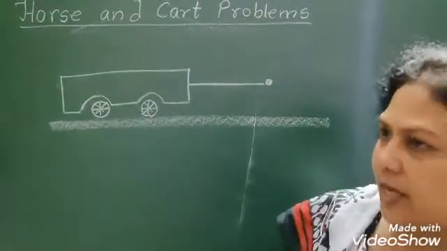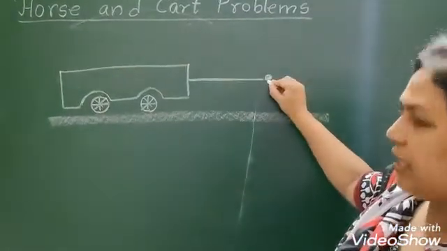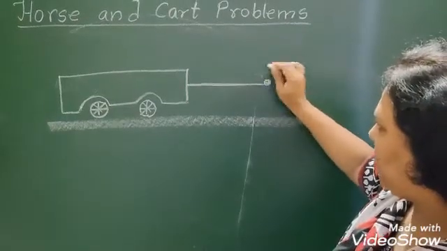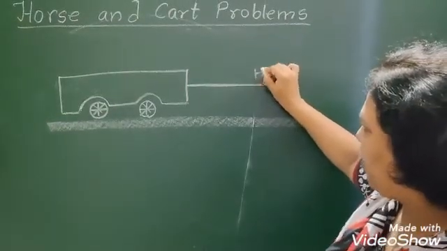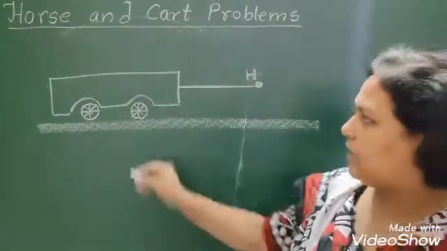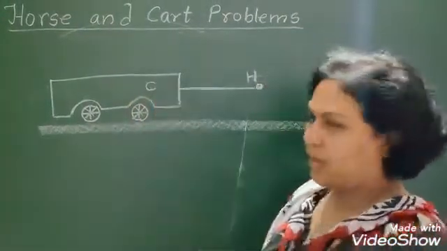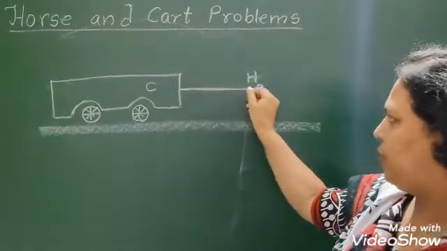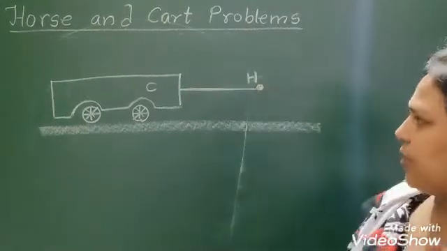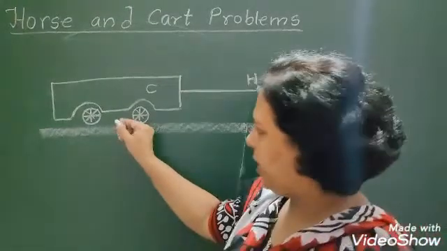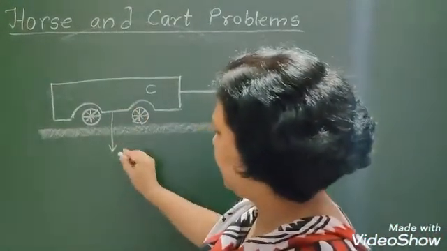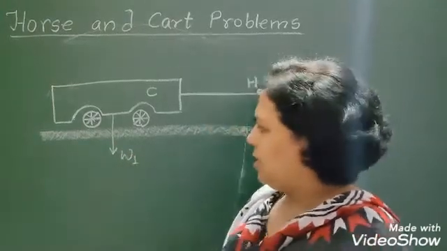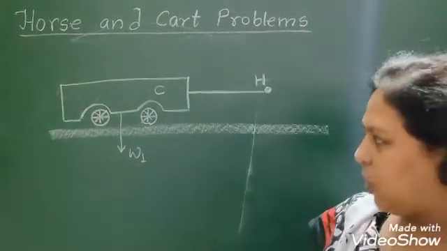So here you can see this point which I have taken here. This is considered as the horse. I am just writing H for horse here. And this is the cart. This cart is tied to the horse by this string or rope. So you can see that the weight of the cart, suppose this is W1, is working perpendicular downward.